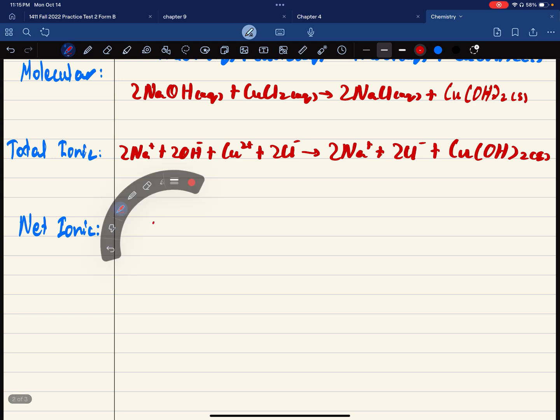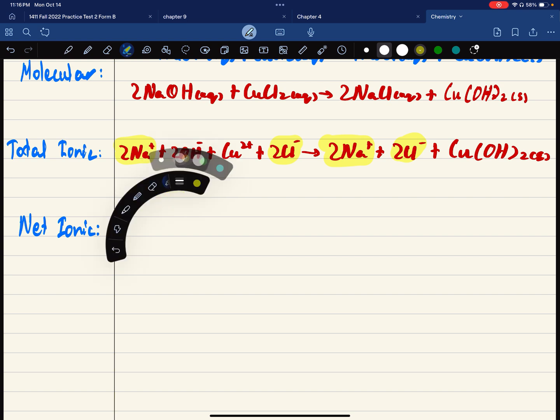For our net ionic equation, we need to cancel out the same ions on both sides of the equation. For the first one, we have 2 Na plus on both sides. Then we also have 2 Cl minus on both sides, and we don't have any others left.